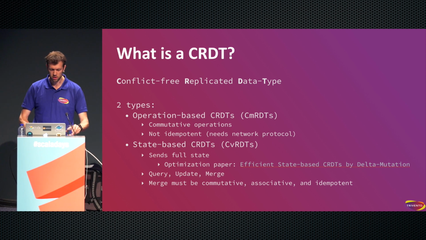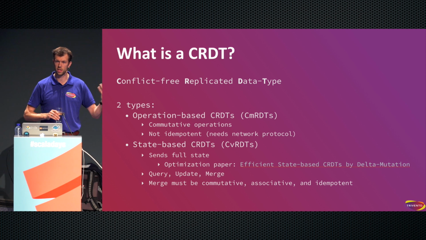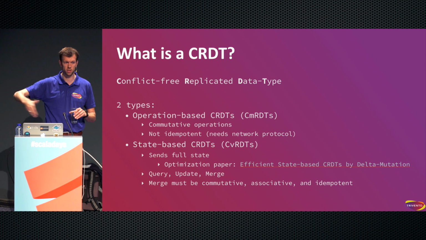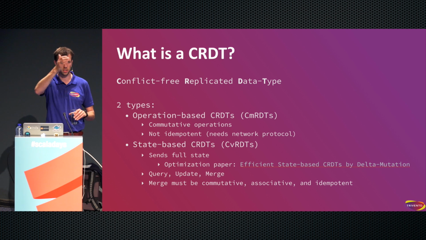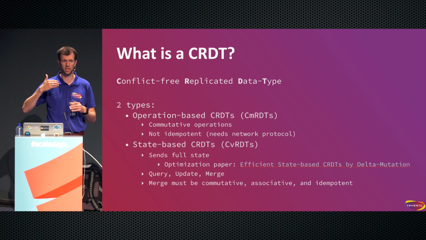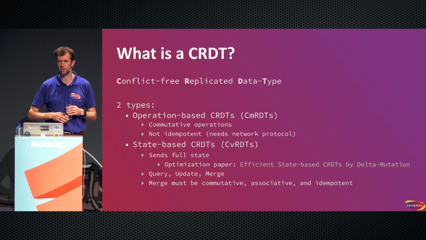So merges, and this is really important, need to be commutative, associative, and idempotent. So it doesn't matter if an incoming full state is merged multiple times, or in what order you receive it from other nodes. Essentially, in the end, the merge is deterministic, and both sides will merge into the same end state eventually.